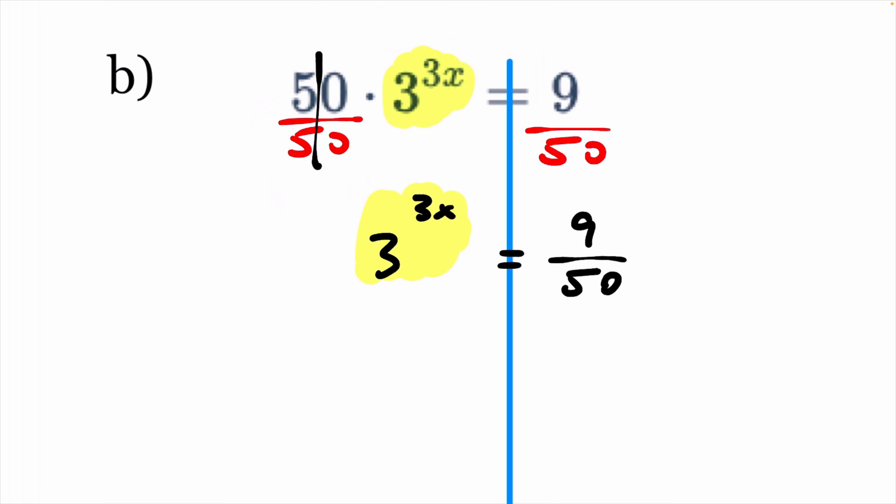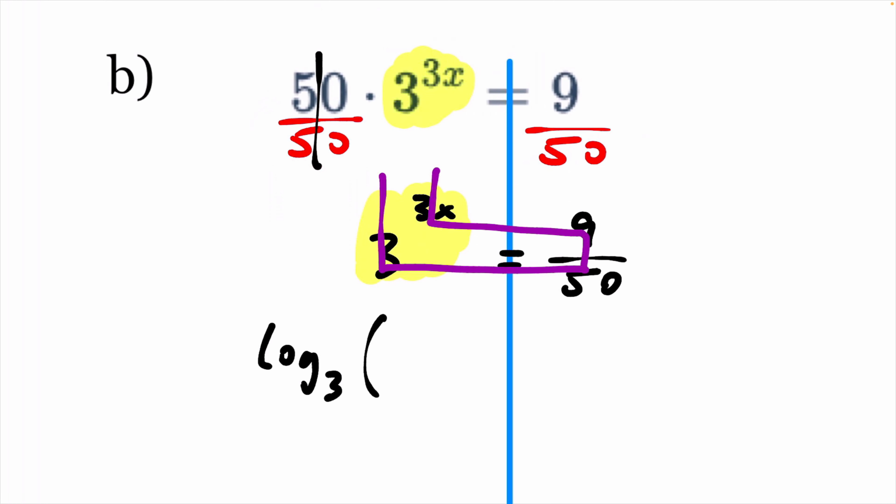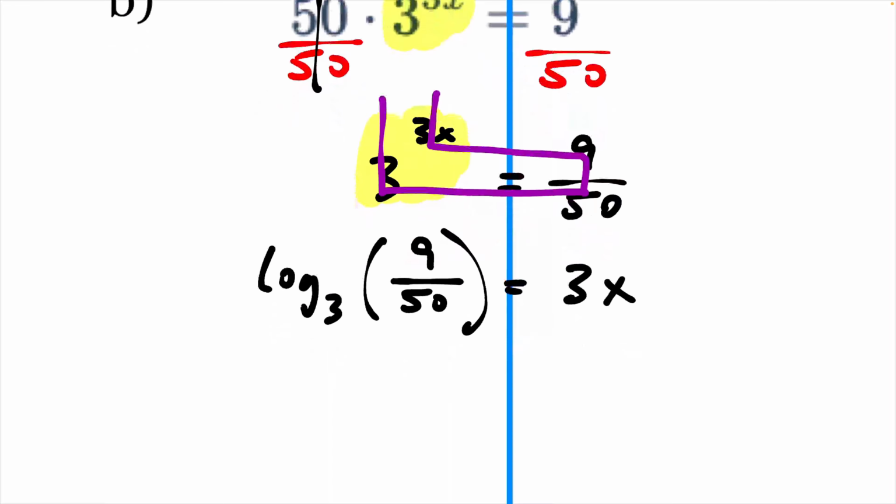Step 2, change it to a log. Change it to a log. That's the only way to get 3x down to the ground. So I get log with a base of 3, 9 over 50, equals 3x.